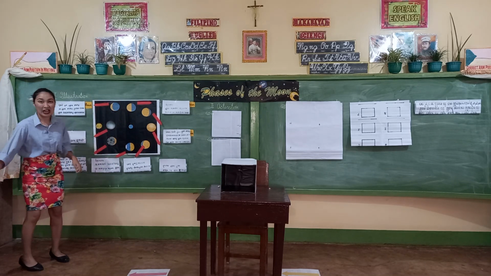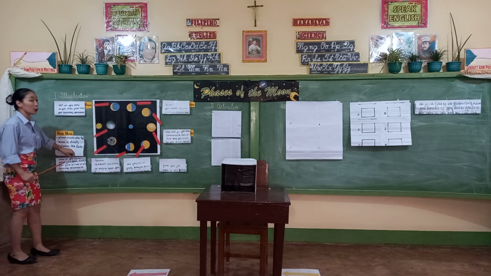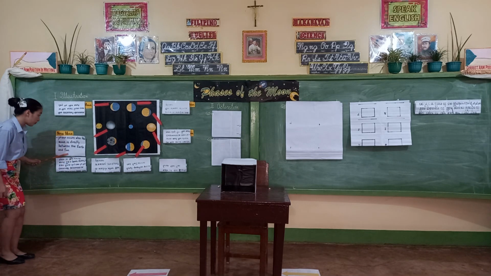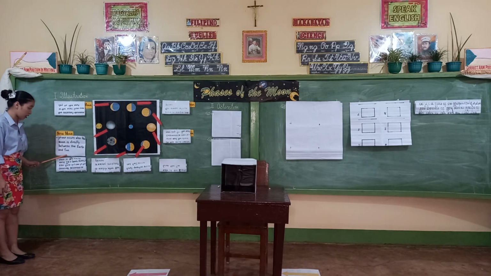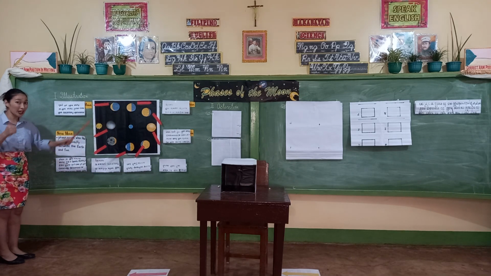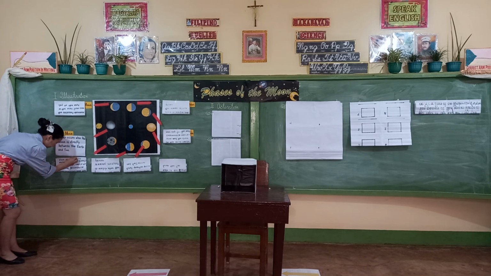Okay, class, let's have the first phase of the moon, which is the new moon. The new moon phase occurs when the moon is directly between the earth and the sun. In this phase, we cannot see the moon. Okay? Now let's have the second one.